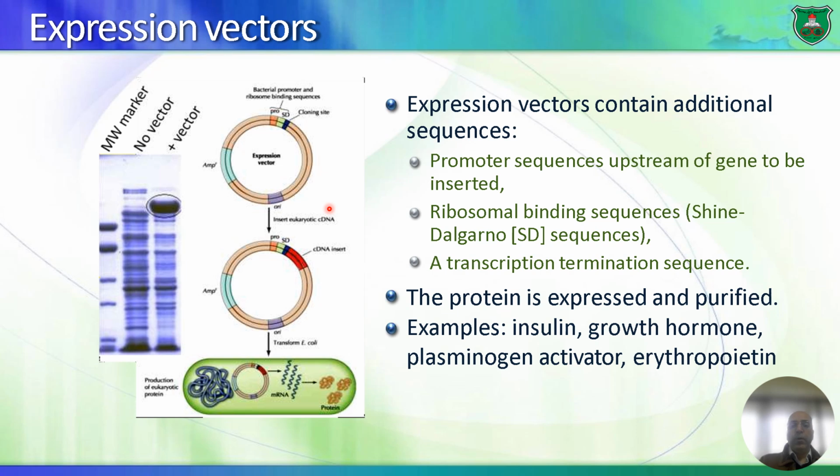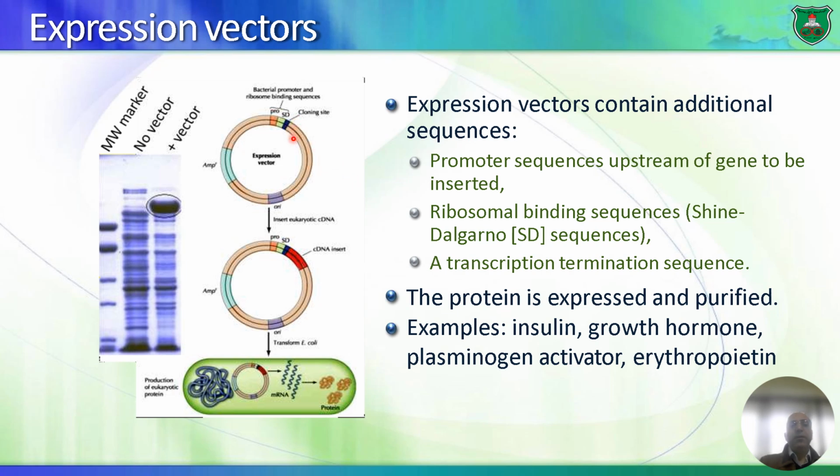And then, in order to translate the messenger RNA in bacteria, we need a Shine-Dalgarno sequence. This is the ribosomal binding sequence. This is the sequence where the small ribosomal subunit binds to. Remember that? So go back to the transcription lecture. So I need this sequence, the Shine-Dalgarno sequence, the SD right here.